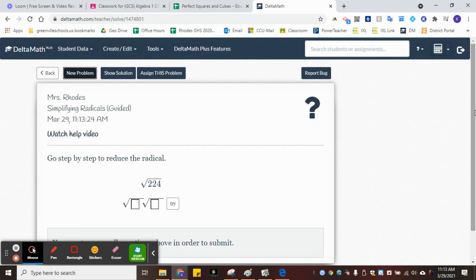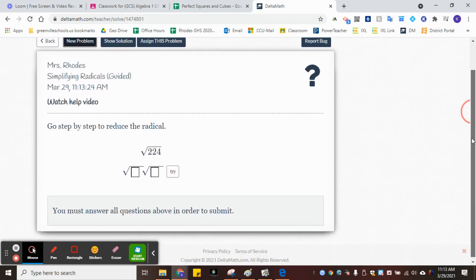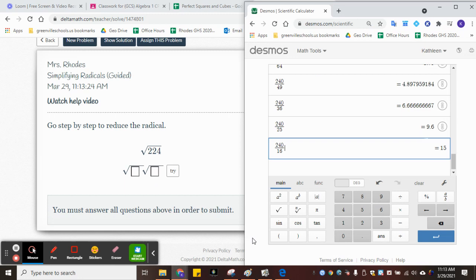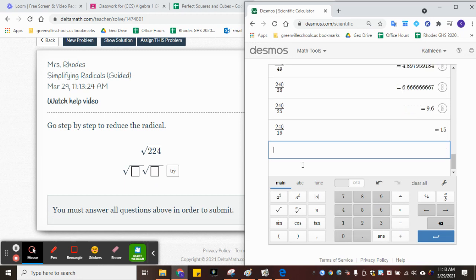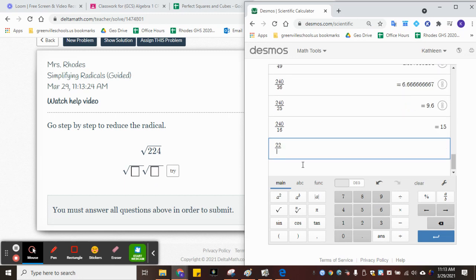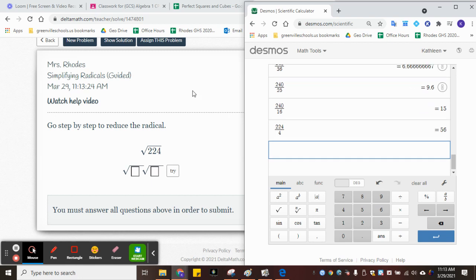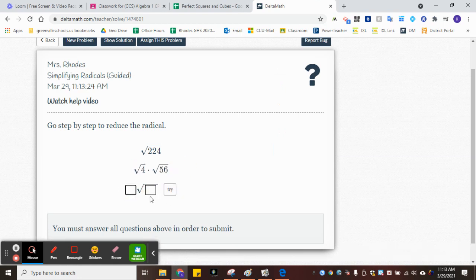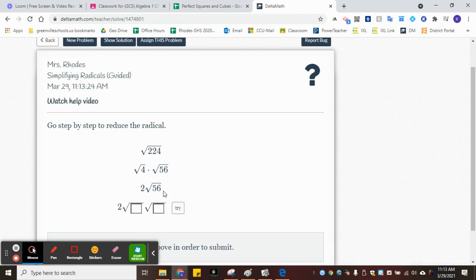Try one more problem. So if I start at the bottom of my list, but if you start at the top of your list, 224 divided by 4, the 4 and 56 work. I know the square root of 4 is 2. Don't know the square root of 56. But square root of 56, you have to go again.